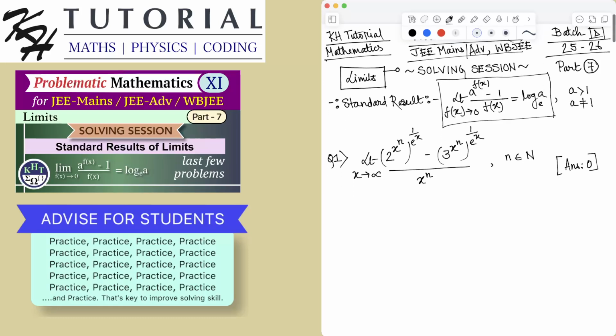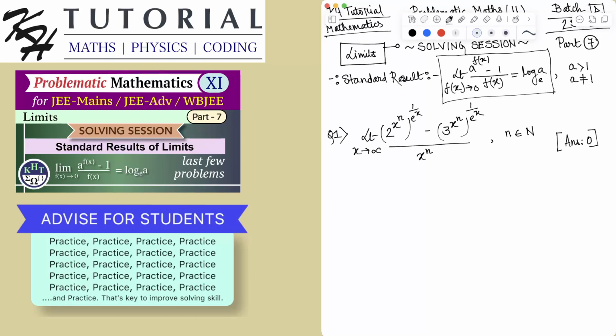Okay, the first problem looks complicated, but you can clearly see. It is limit x tending to infinity, and we have 2 to the power, the power is x to the power n. Now clearly we can see that we can simplify.